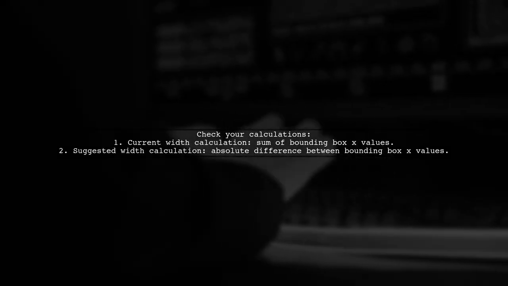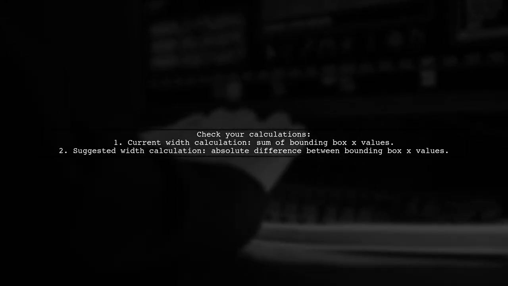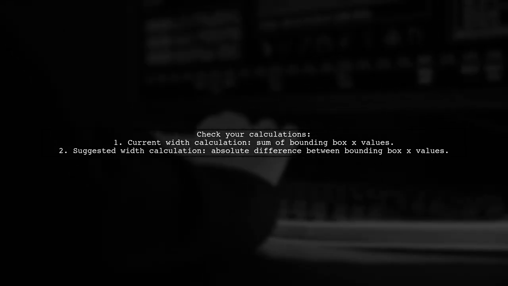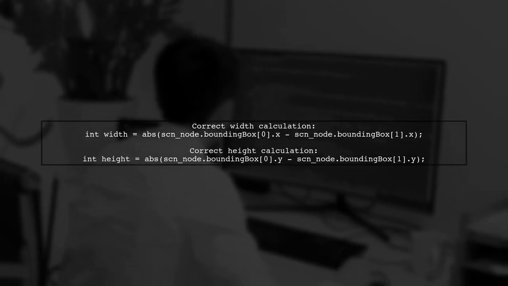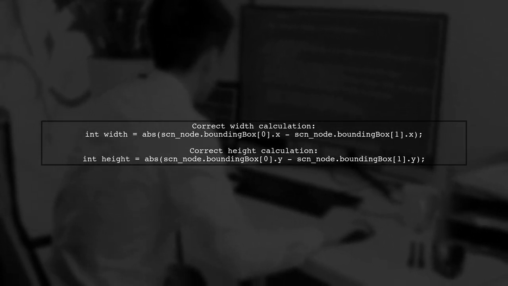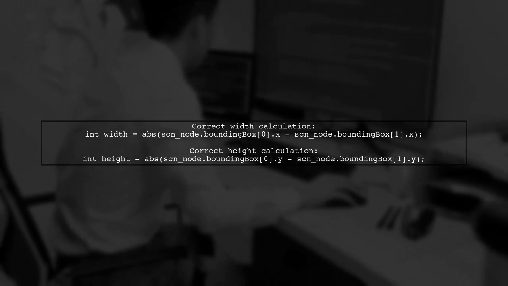The issue might be with how you're calculating the size of the node. It seems your UV coordinates are affected by the node's position. Instead of summing the bounding box dimensions, you should find the absolute difference. This prevents the size from increasing as the node moves. Also, consider that the desired UV coordinates might already be available in the in-text coords variable.